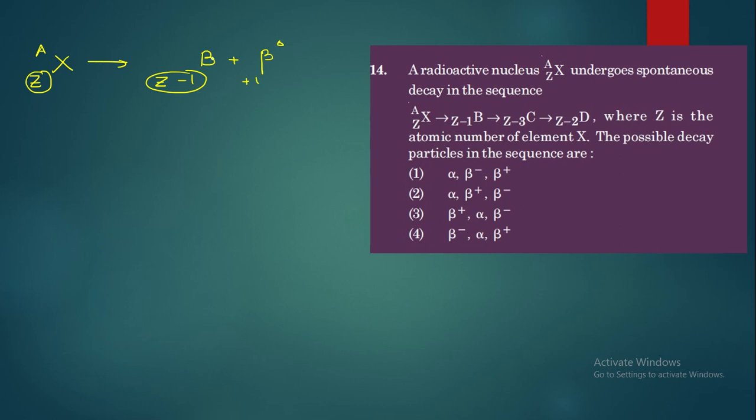Therefore, in this reaction beta plus will be emitted, and we do not have to check all the reactions, because option 3 mentions beta plus at the first place. So that's the correct answer. Next question.